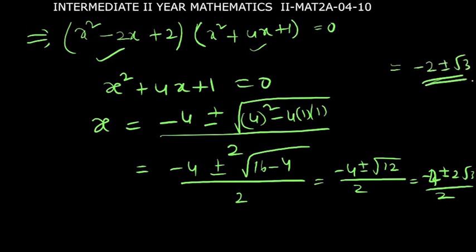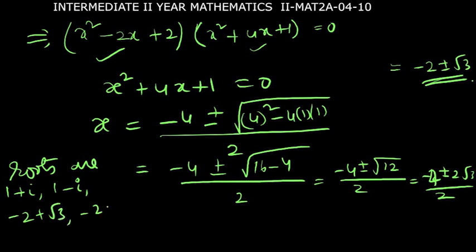Okay. So what are the roots now? Roots are 1 plus i, 1 minus i, minus 2 plus root 3 and minus 2 minus root 3 are the roots of the given biquadratic equation. Biquadratic means you should have 4 roots. These are the 4 roots you are having. See, whenever plus root 3 is a root, minus root 3 is also a root. Minus 2 plus root 3 is a root. Minus 2 minus root 3 is a root. So they come in pairs.